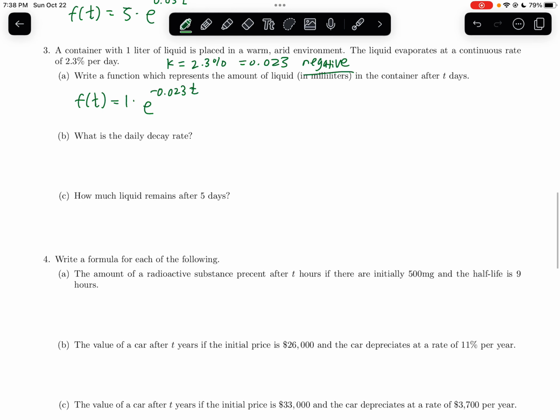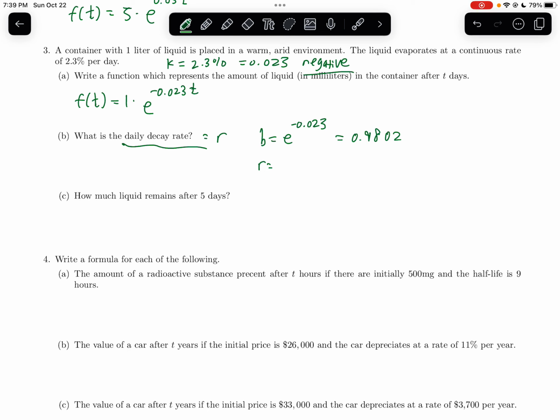What is the daily decay rate? So this is asking for r, right? So the growth factor b is e to the negative 0.023, and we can compute this number. This should be less than 1, right? And it is: 0.9802.